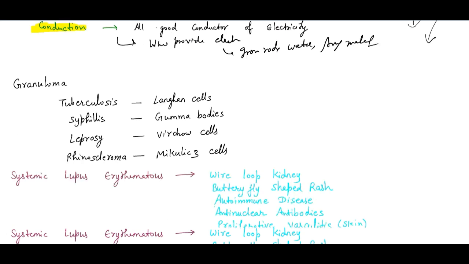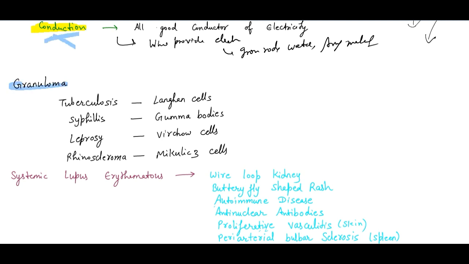Then when there is granuloma, don't take it seriously, okay? Granuloma: remember tuberculosis. Tuberculosis, which granuloma? Langhans cells. Then syphilis, Gumma bodies. Leprosy, Virchow cells. Rhinoscleroma, Mikulicz cells. I think you can remember tuberculosis and syphilis, and for the other two I will help you. Remember the love. Spread the love, okay, not hate.